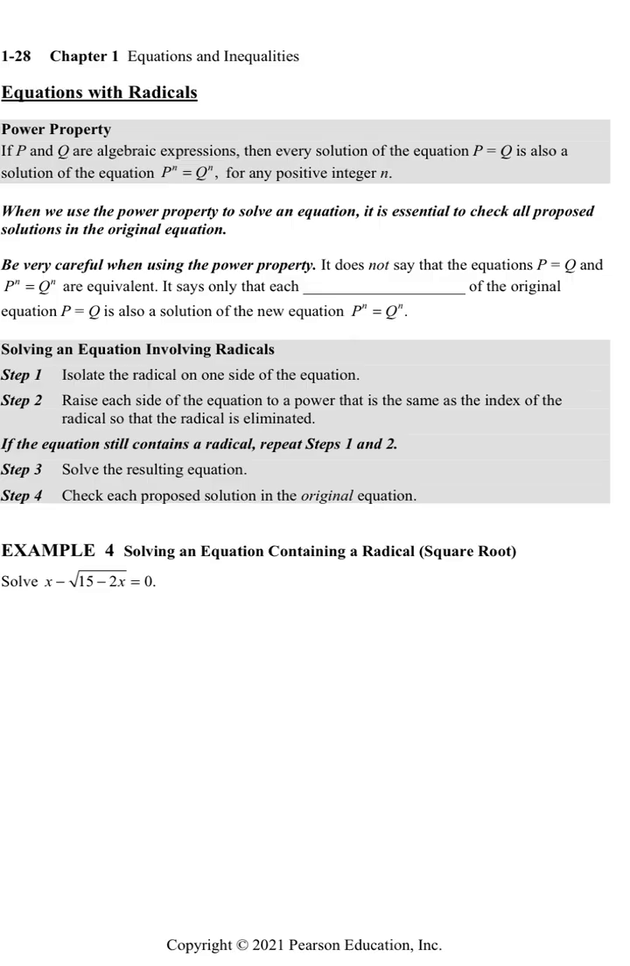Okay, there we go. That each solution of the original equation P equals Q is also a solution of the new equation. So what we're going to do is isolate the radical on one side of the equation, and raise each side of the equation to the power that is the same as the index. When you have a radical, there's a little number right here. That number is your index.